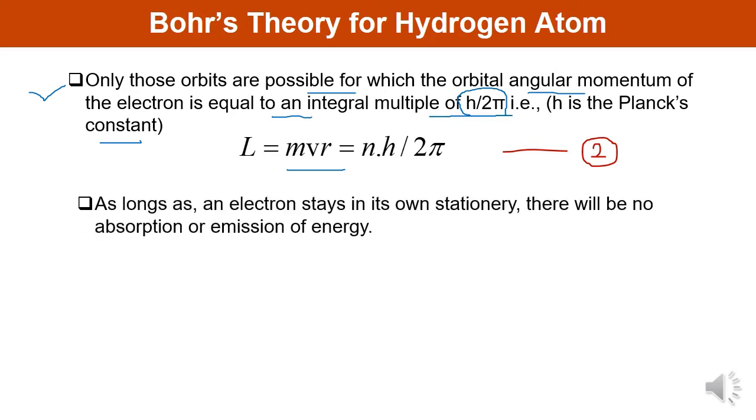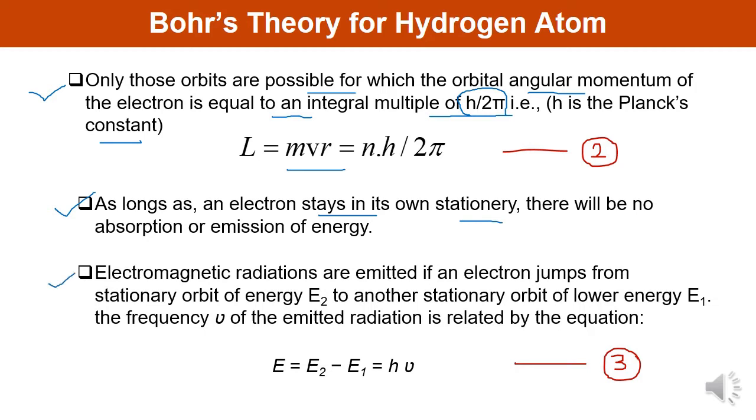Next assumption is as long as the electron stays in its own stationary orbit, there will be no absorption or emission of energy. Obviously, whenever the electron is in the same orbit, it is not moving to a higher orbit or to a lower orbit. There is no absorption or emission of energy.